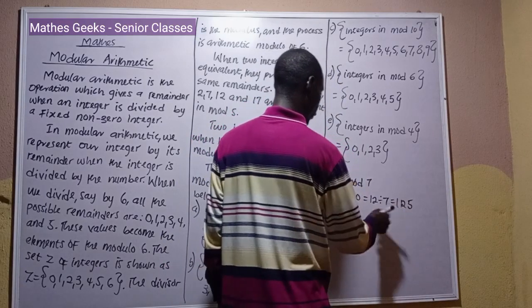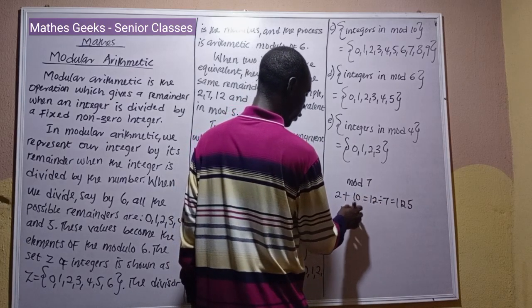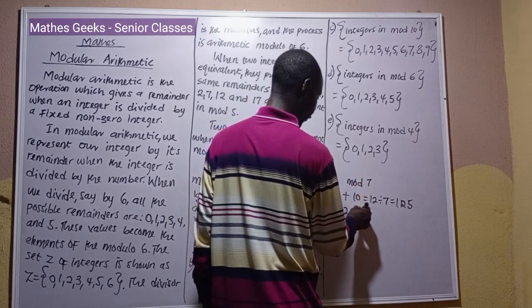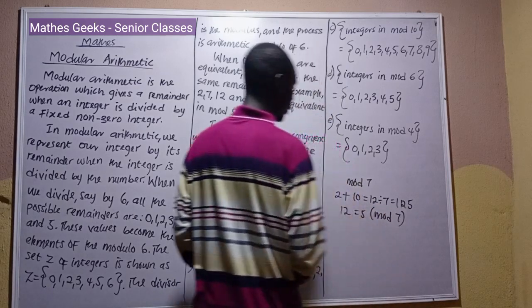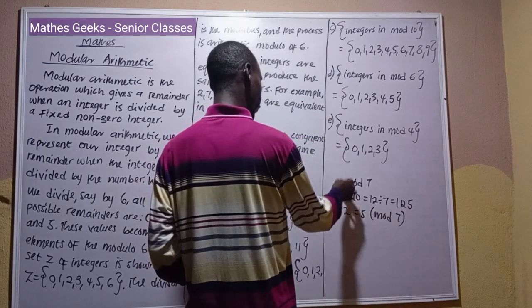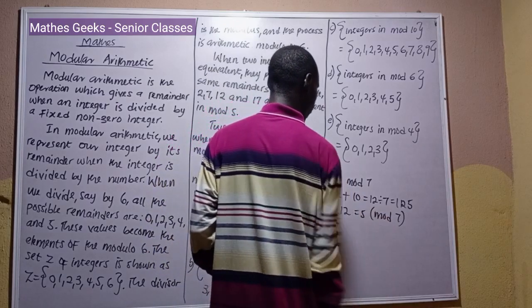So what we are saying is that 12 in mod 7 is 5. So the value of 12, or the value of the sum of 2 and 10, which is 12, is 5 in mod 7.